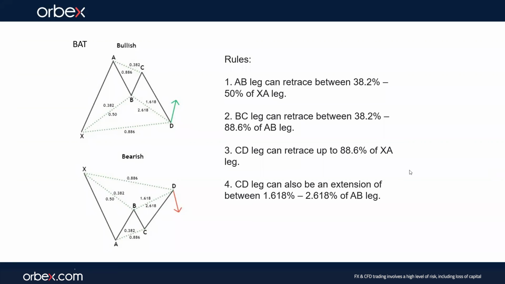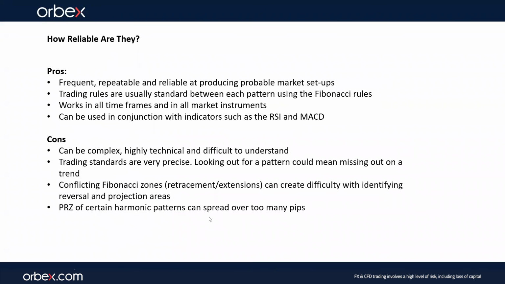So yes, that brings us to pretty much the end of the presentation. I just like to go through the pros and cons. I know I've gone through them, but just bear in mind that when you are looking out for a harmonic pattern, history does repeat itself. So they are repeatable and quite reliable. However, they can be very complex, and when you are looking for these retracements and extensions, you can get a little bit confused.